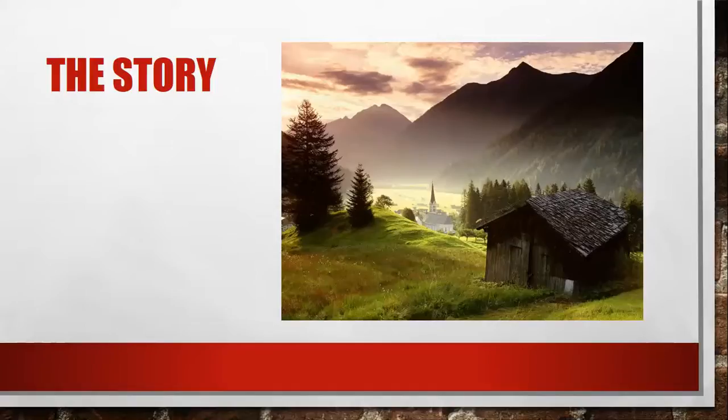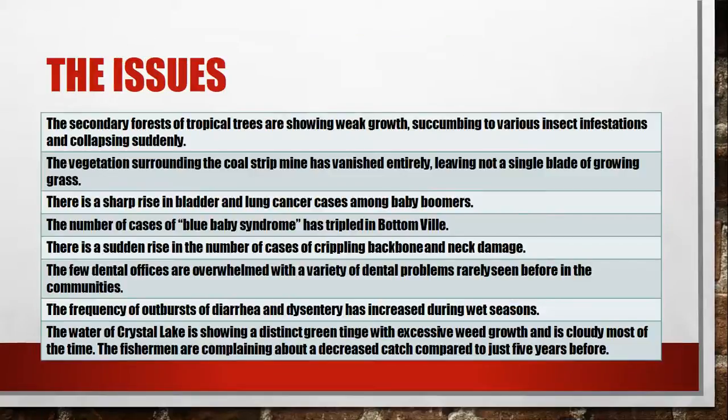The most common issues are the following. The secondary forests of tropical trees are showing weak growth, succumbing to various insect infestations, and collapsing suddenly. The vegetation surrounding the coal strip mine has vanished entirely, leaving not a single blade of growing grass. There is a sharp rise in bladder and lung cancer cases among baby boomers.